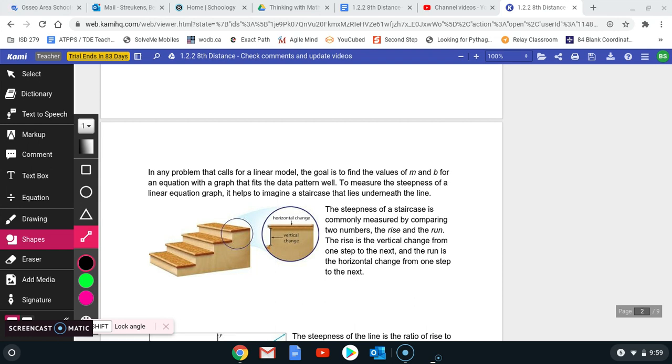To measure the steepness of a linear equation graph, it helps to imagine a staircase that lies underneath the line. So here we have a picture of a staircase. We have a vertical change and a horizontal change on each stair. The steepness of a staircase is commonly measured by comparing two numbers, the rise and the run. The rise is the vertical change from one step to the next, and the run is the horizontal change from one step to the next. The vertical change is where you lift your leg. The horizontal change is what you step on.